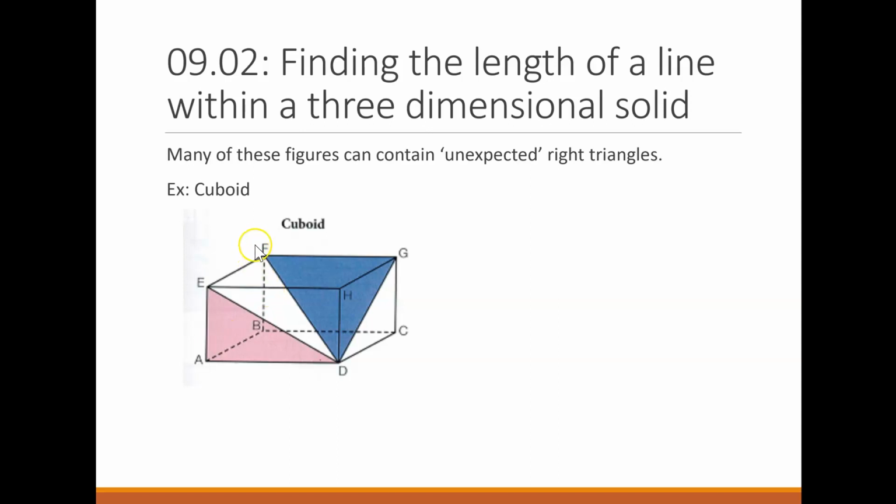What's more difficult to see is that FGD is also a right triangle, even though it doesn't really look like it in the picture. I know it's a right triangle because the side FG is perpendicular to the height GC, right? And the side GD is in the same plane as GC is. So I know that that's actually a right angle right here.